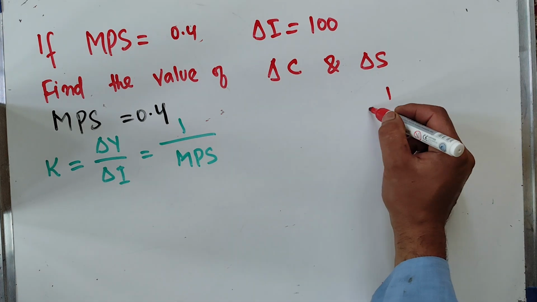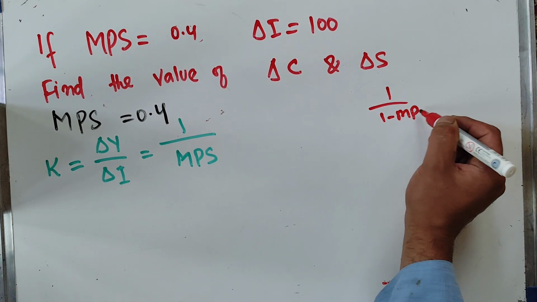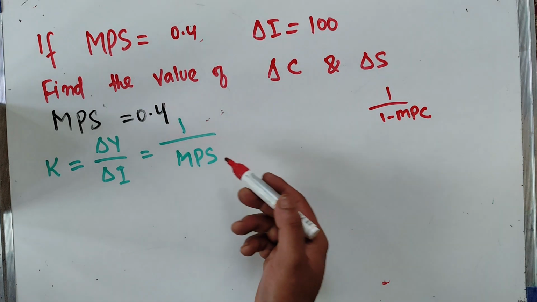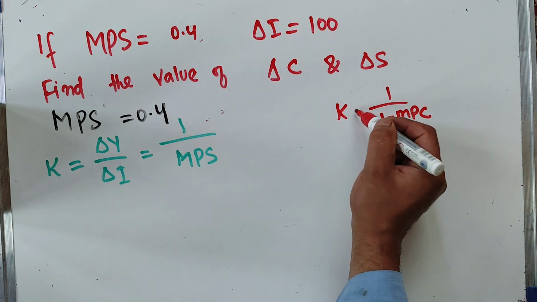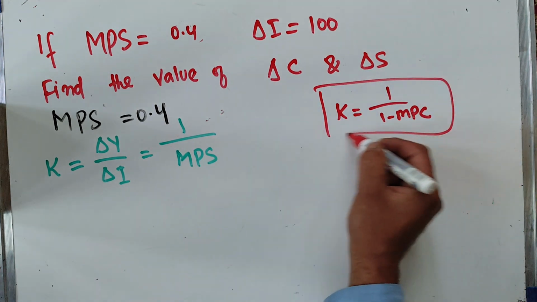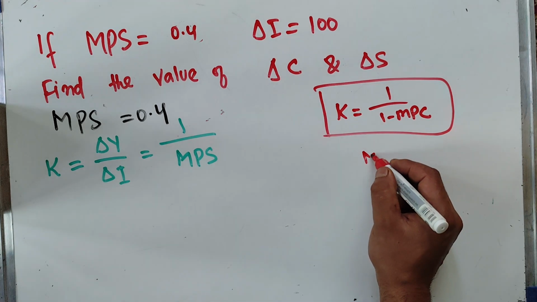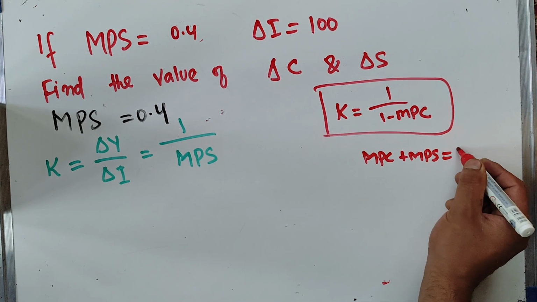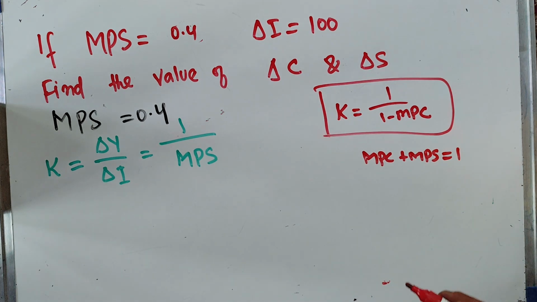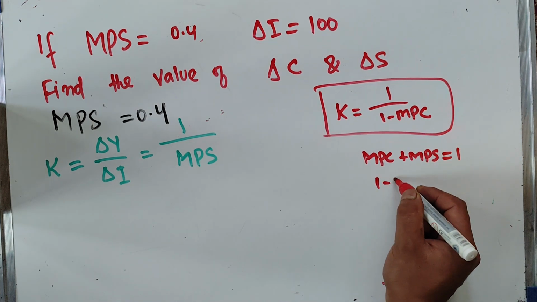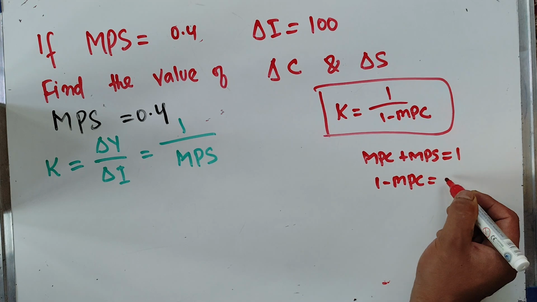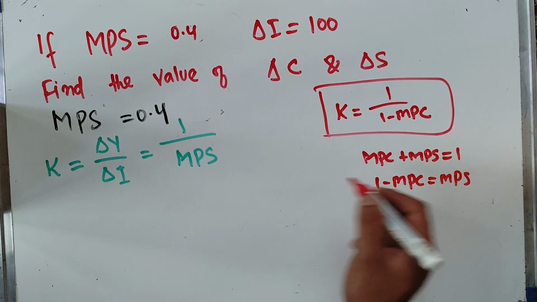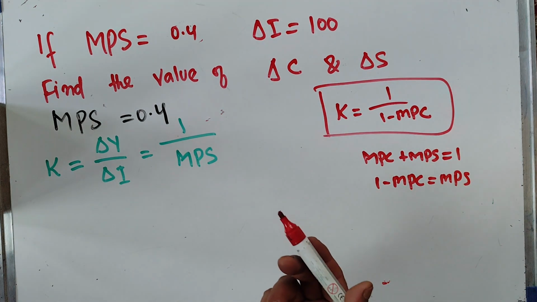Actually we write it like this, 1 upon 1 minus MPC. Actually we write the multiplier formula like this. Okay, and we know that MPC plus MPS sum up to 1. That means 1 minus MPC is equal to MPS. Okay, so we write it here directly as MPS because that's been given.